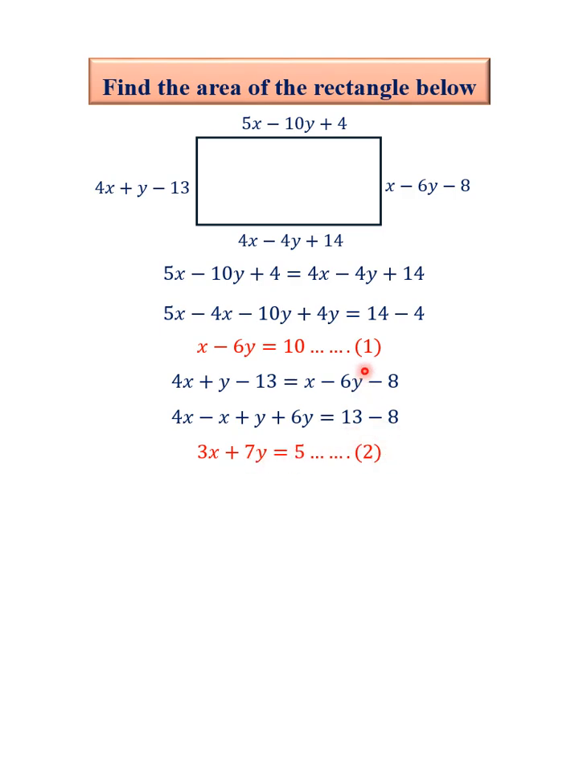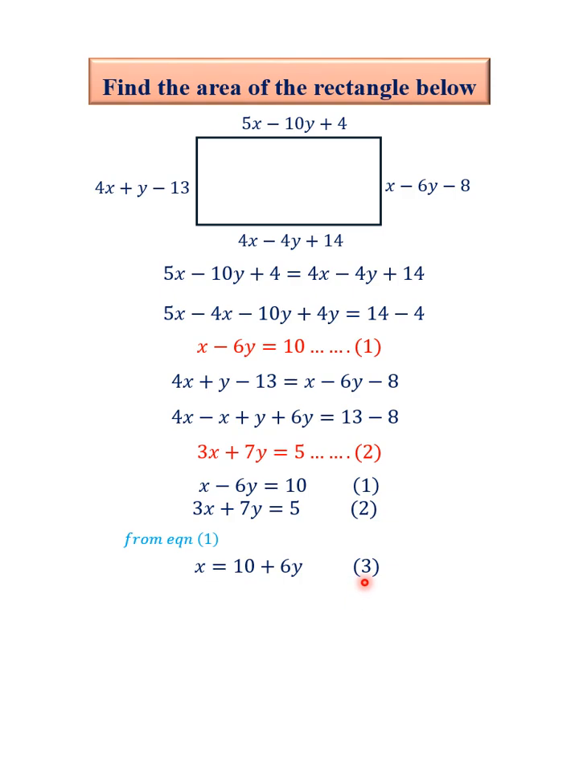Now we have simultaneous linear equations, and we just need to solve both of them together. So let's bring them together. x minus 6y equals 10, equation 1. 3x plus 7y equals 5, equation 2. I want to solve this by the substitution method. So, from equation 1, I want to make x the subject of the formula. From equation 1, x will be equal to 10 plus 6y. 10, and this crosses over to become plus 6y. Let's call it equation 3.